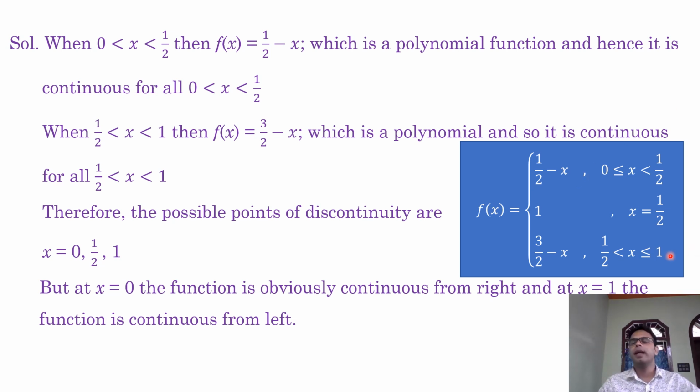In a similar manner at x equal to 1, if you observe this point, in this case you can find only the left hand limit, because x less than 1 is given. For x less than 1, the left hand limit at x equal to 1 is limit x tends to 1 minus f(x), and f(x) is replaced by this line, so we must write 3/2 minus x.